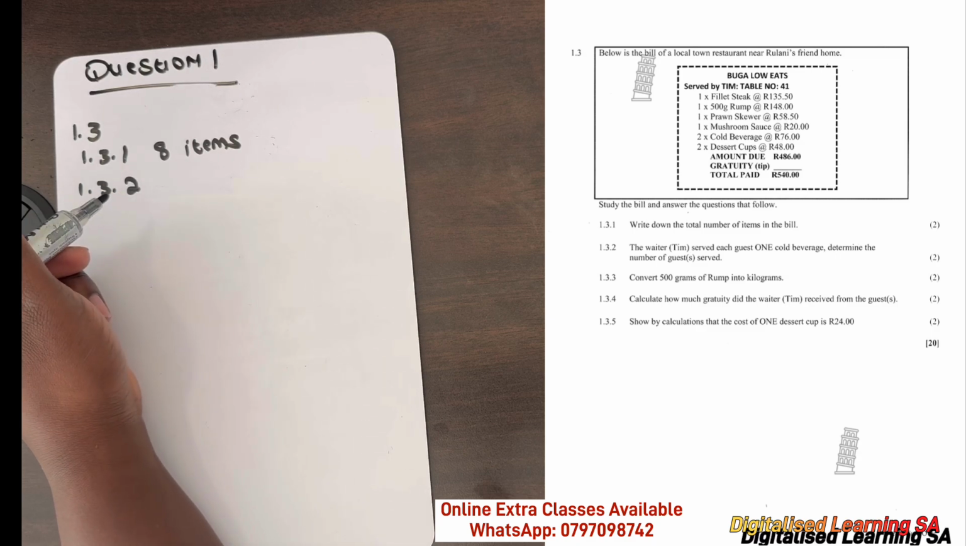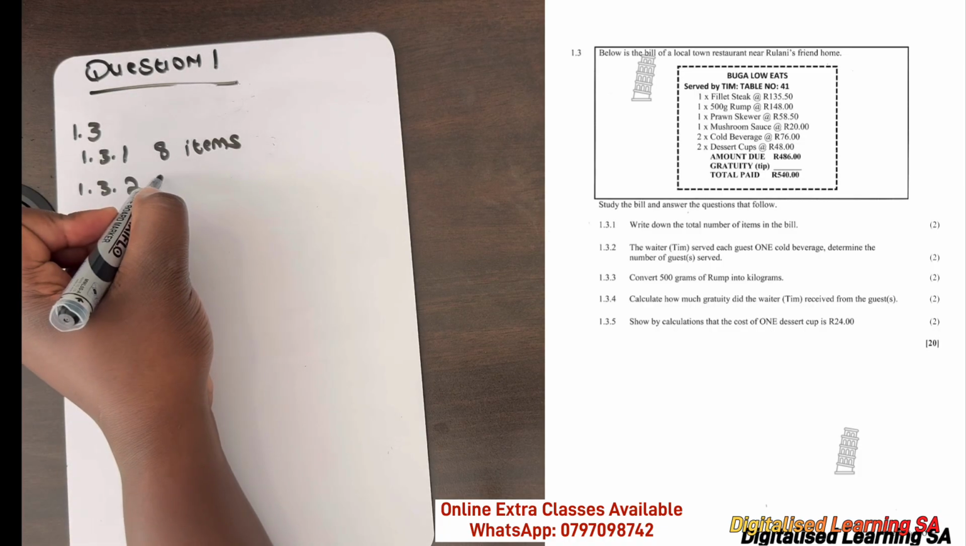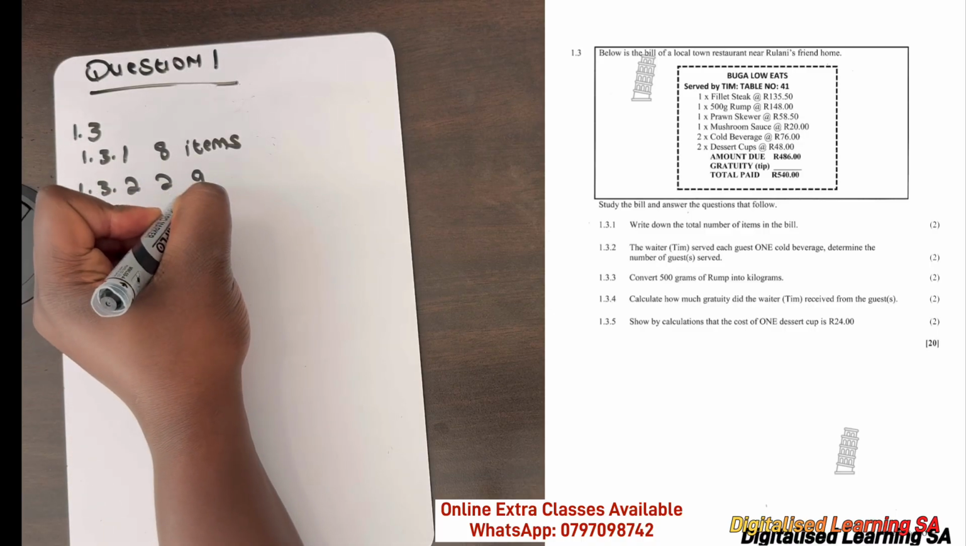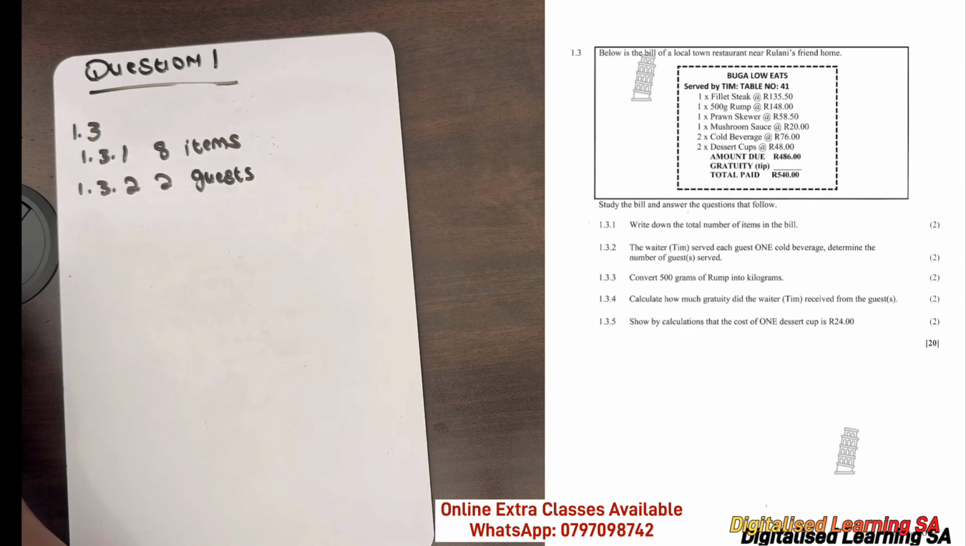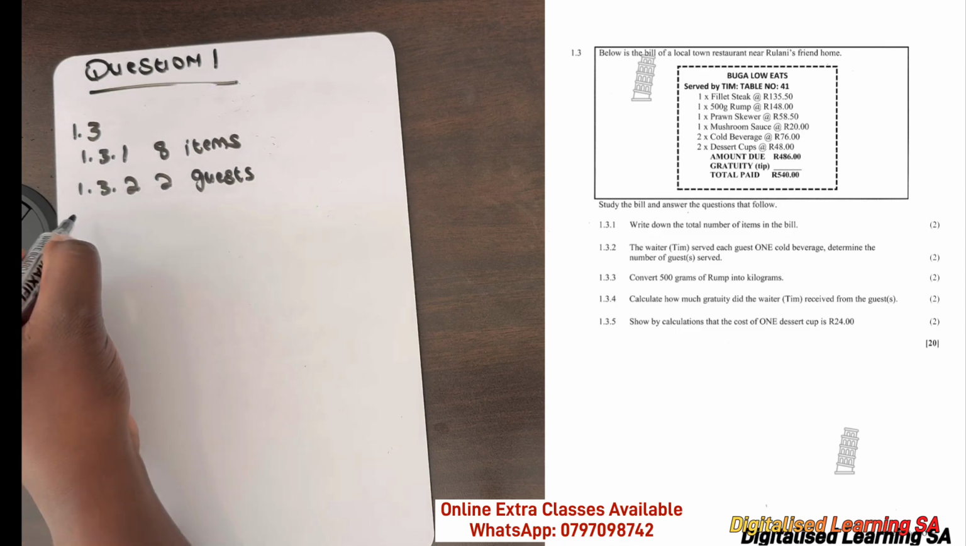Question 1.3.2 says: the waiter, Tim, served each guest one cold beverage. Determine the number of guests served. If one person is served one cold beverage, and he served 2, it means that there are 2 guests. Okay, so now let's move to question 1.3.3.